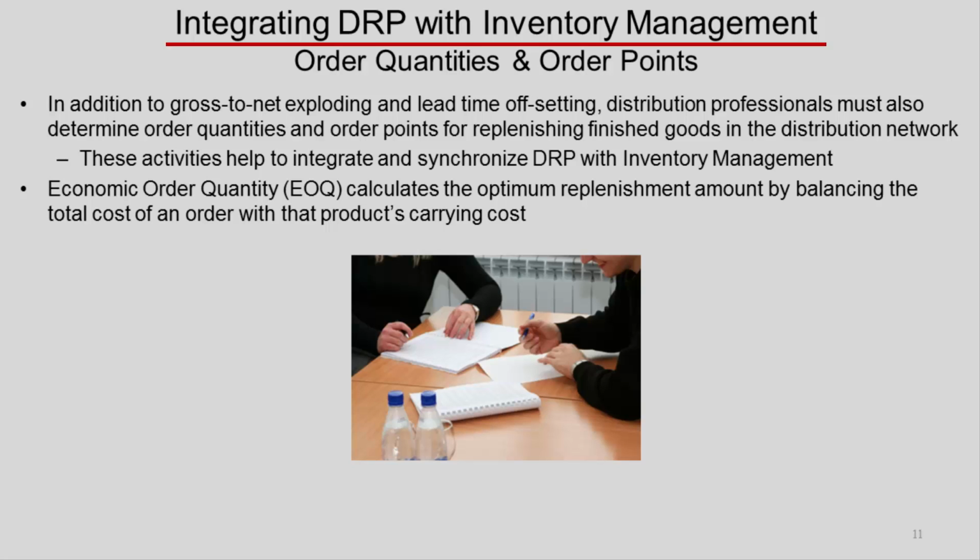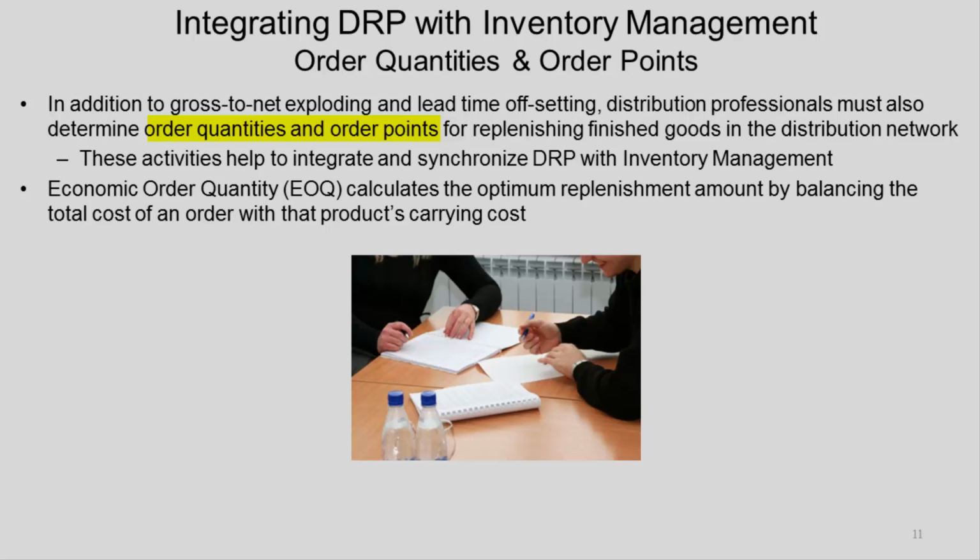Another great example of how important functional integration is, because DRP and inventory management, while linked, are not necessarily the same thing at all. So we need to know what quantities we need to order and when we need to order them. And those things are dealt with by order quantities and order points. So let's look at our first bullet here. In addition to gross to net exploding and lead time offsetting, distribution professionals really have to determine order quantities and order points for replenishing finished goods in the distribution network.